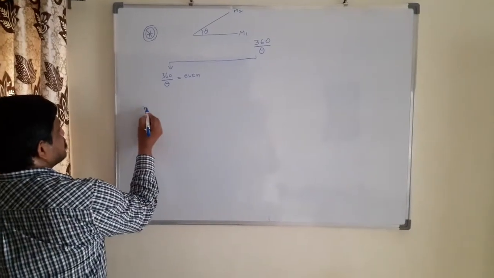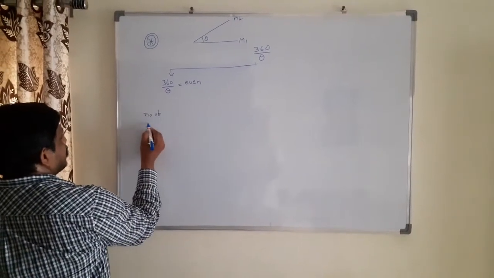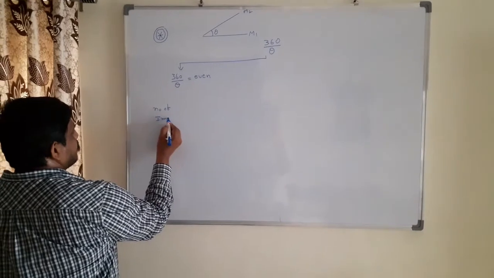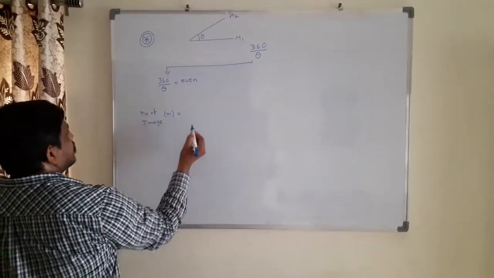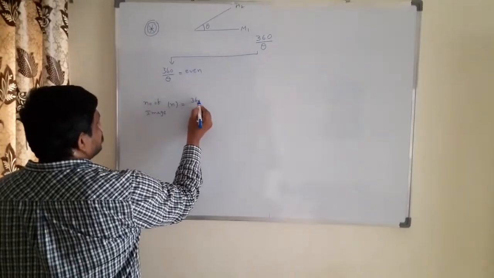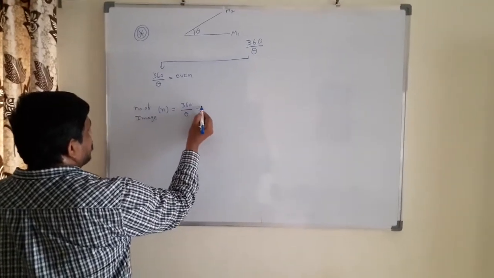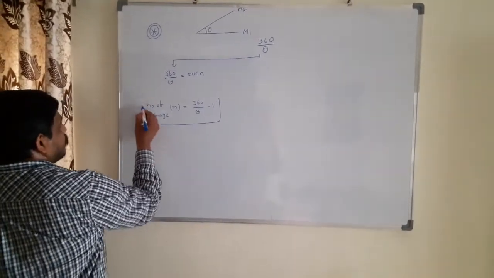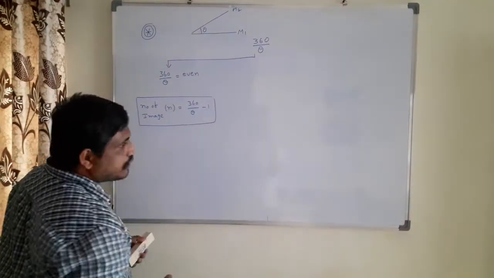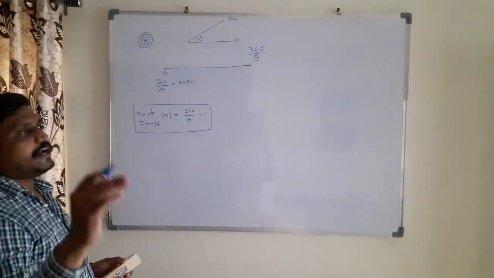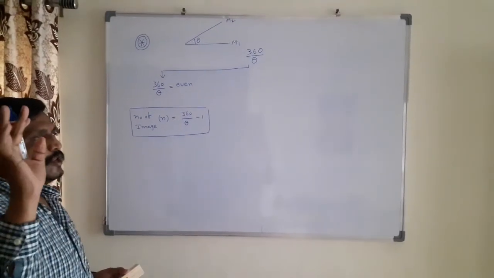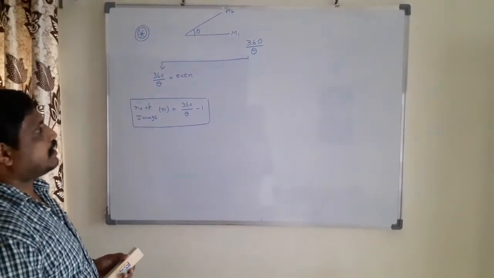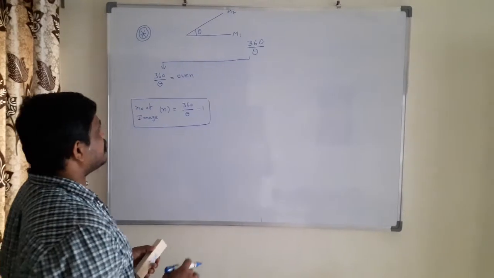In this case, to determine the number of images, I give the formula directly. The number of images is 360 by theta minus 1. This formula is applicable when 360 by theta is even, then the number of images is 360 by theta minus 1.